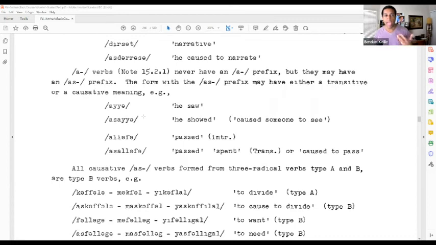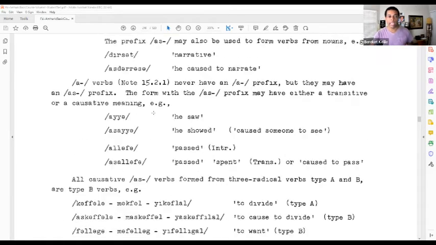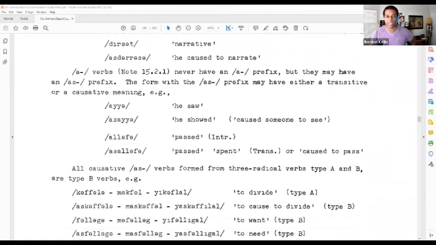Alafa, he passed, so he or something passed, intransitive, not being applied to anything. But asalafa, passed or spent, as in caused to pass or caused to spend. So what this shows is that they may have an as prefix, but they won't have an a prefix. So these are already in an a form, so they're not going to take on an a prefix and change.